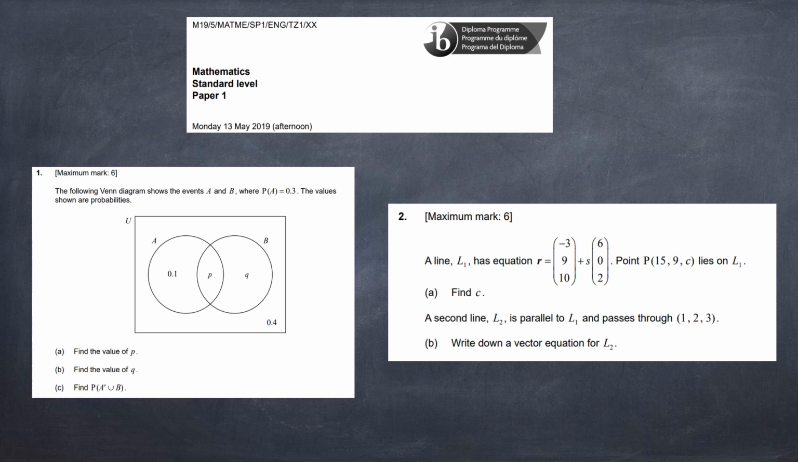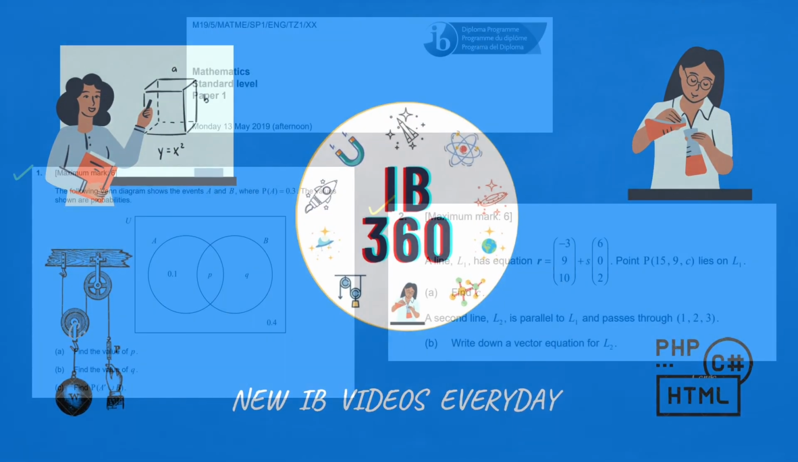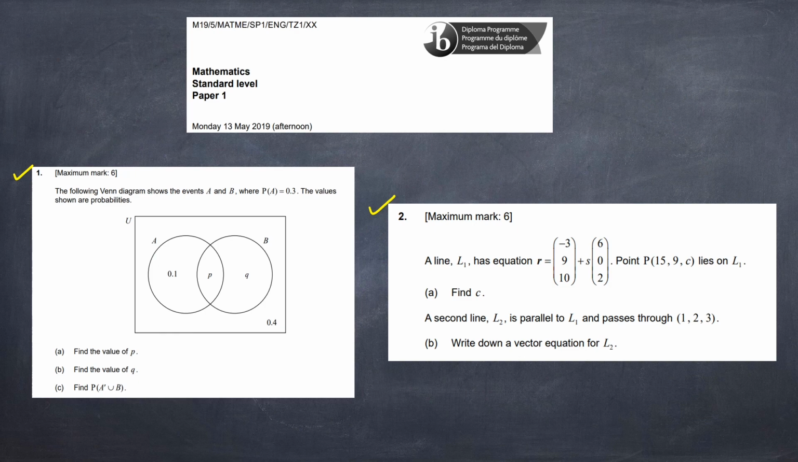Welcome to IB360. In this video, we are going to solve the first two problems of Mathematics Standard Level Paper 1, TZ1, Monday 30 May 2019. So these are the two questions that we will solve. So let's move towards the first question.